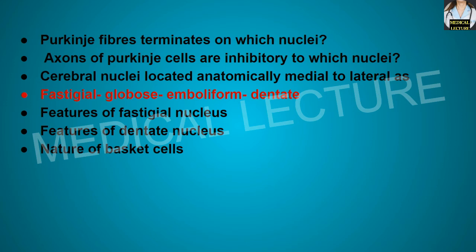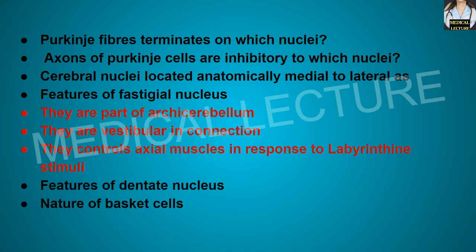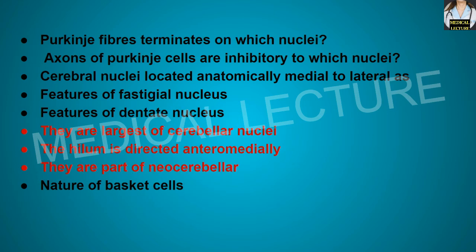Now what are the features of the fastigial nucleus? It is a part of the archicerebellum. It is vestibular in connection. It controls the axial muscles in response to the labyrinth stimuli. What are the features of the dentate nucleus? The dentate nucleus is the largest of the cerebellar nuclei and the hilum is directed anteromedially. It is a part of the neocerebellum.